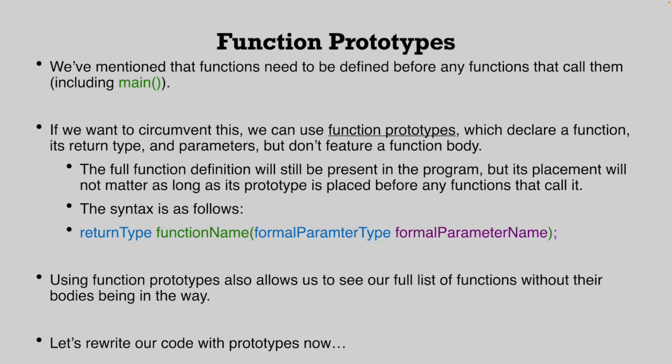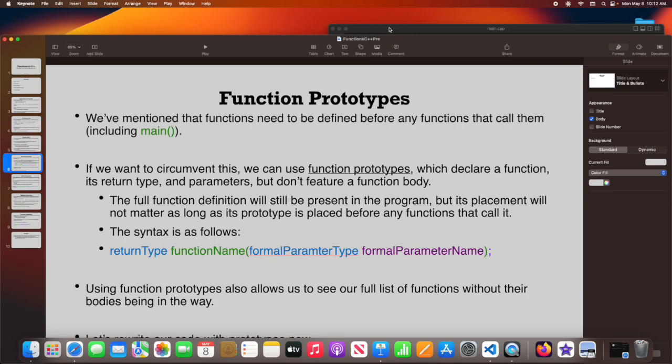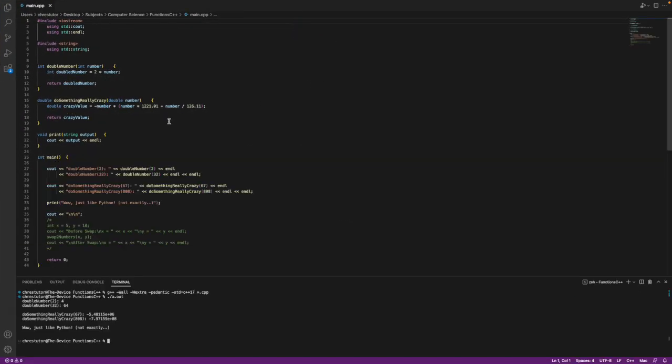And the syntax is pretty similar to the function header, but afterwards, instead of having the curly brackets, you have the semicolon, and that'll end it there. And another advantage of using function prototypes is that it also allows us to see our full list of functions without their bodies being in the way. So with that in mind, we can rewrite our code using prototypes.